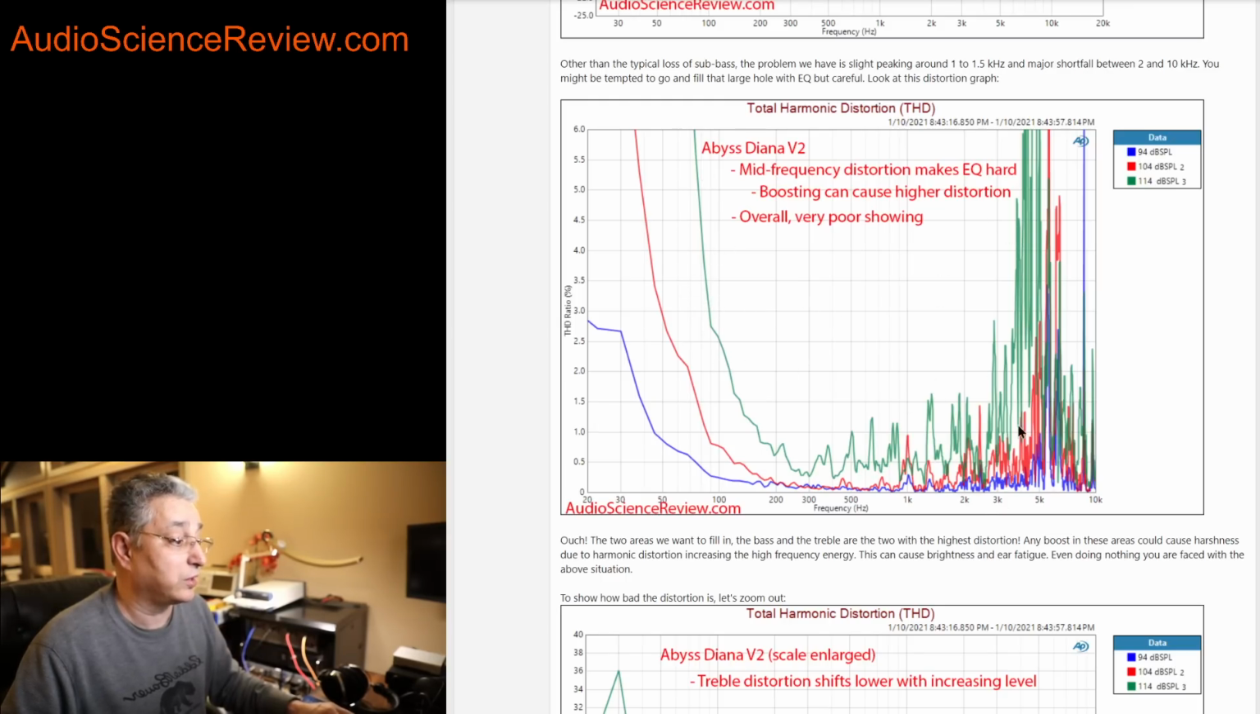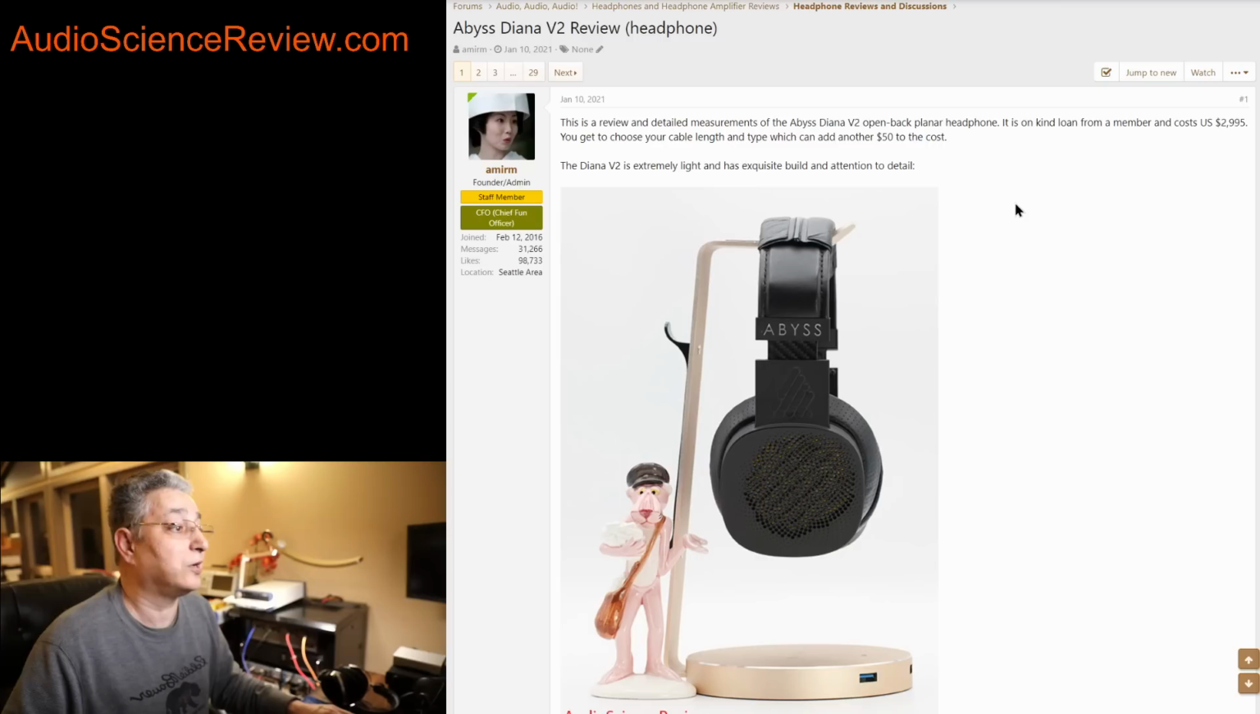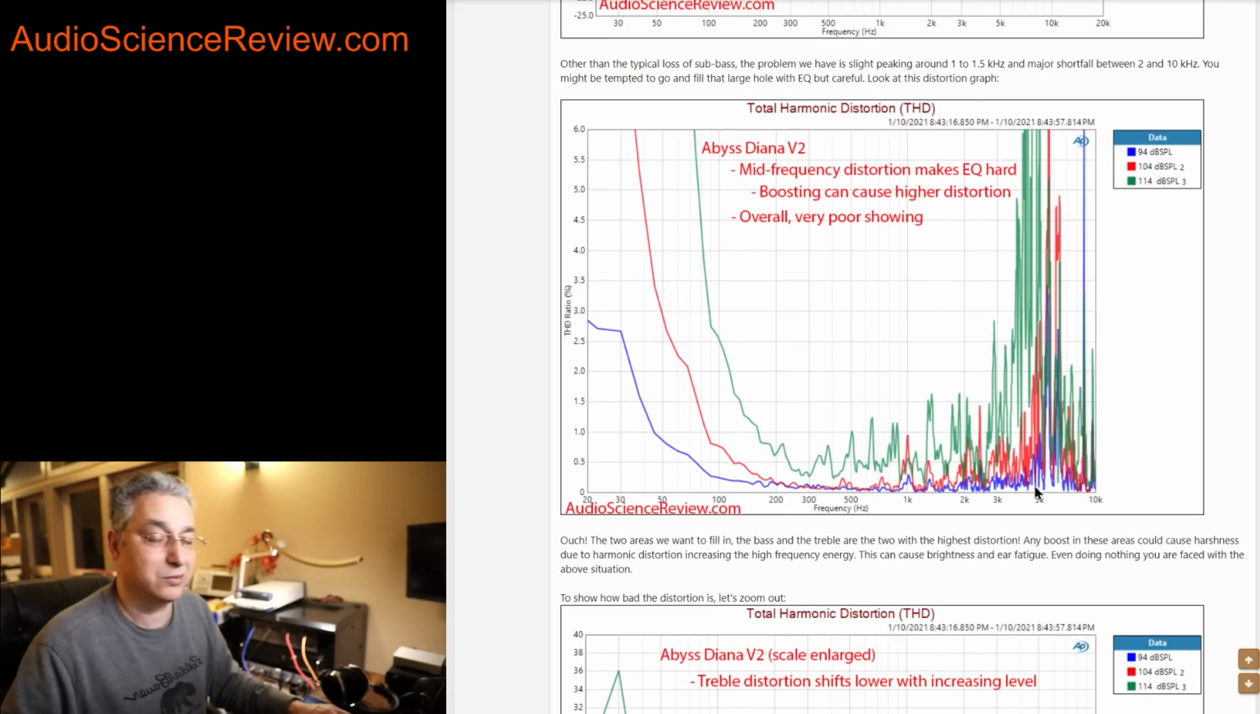But look at where our ears are most sensitive, which is 3 to 5 kilohertz. And look at the distortions. They're off the chart. In a $3,000, $4,000, let me look up how much it was, $3,000 headphone can't produce a low distortion sound. I mean, give me a break. It's just really, really, really bad.